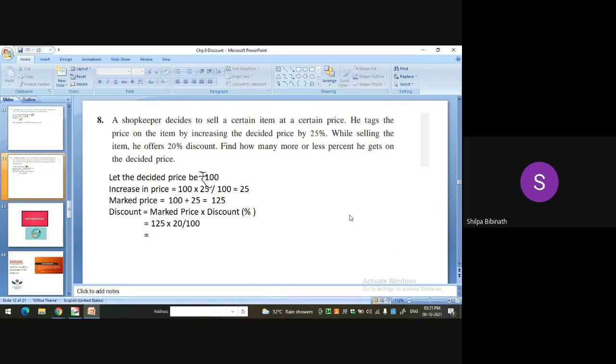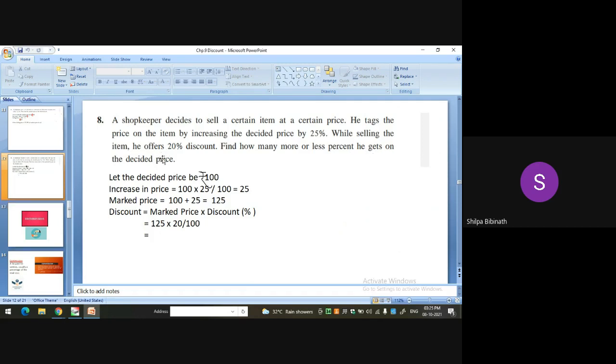So one price is already decided. On that he is giving 25%. He is increasing the marked price there. So while selling the item he offers 20% discount. After increasing the marked price by 25%, on that increased price he is offering 20% discount. So find how many more or less percent he gets on the decided price.